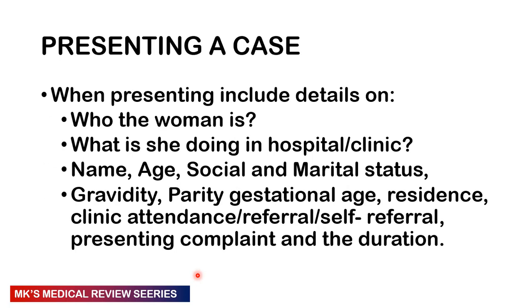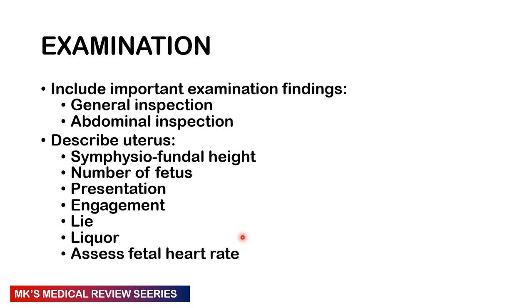So when you're presenting a case, you're going to include details of who the woman is, what she is doing at the hospital or clinic, her name, of course in initials, her age, social and marital status, gravidity, parity, gestational age, the residence, clinic attendance, whether it's a self-referral or a hospital referral, then the presenting complaint and the duration. So here's an example. Before we go to the example, the examination. So you should include important examination findings such as the general inspection, abdominal inspection.